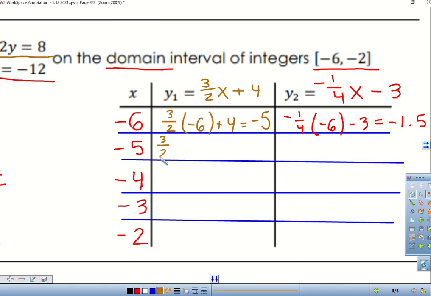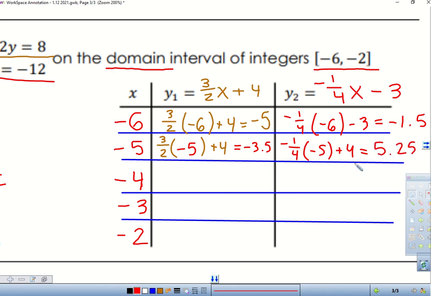So now I'm going to do the same thing. I'm going to plug in the next value. So I'm going to do 3 divided by 2 times -5 plus 4, which gives me -3.5. And then I'm going to do the same thing over here, which gives me 5.25. So we still don't have the same value, so we still need to keep going.